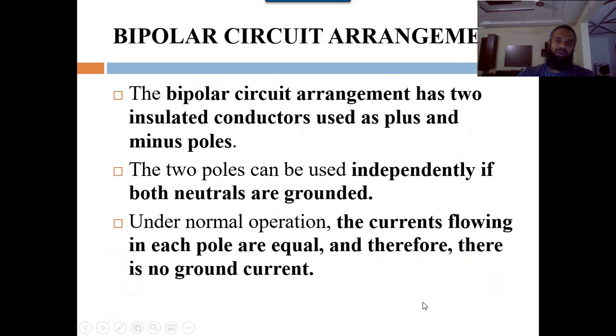The second type is bipolar arrangement. Usually in bipolar arrangement we use two different supplies. So the ground terminal is common to the two supplies.